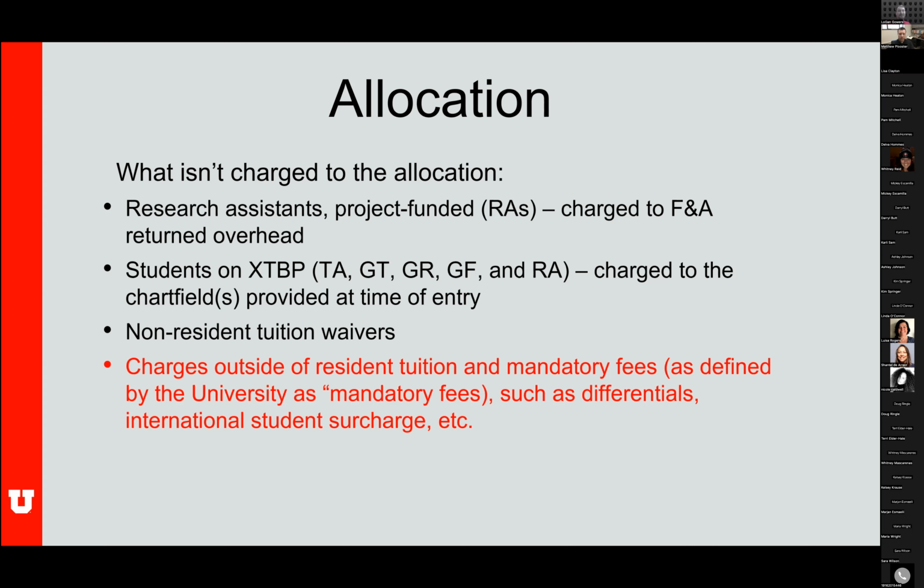Additionally, you will always get one student who asks about this. Charges outside of resident tuition and mandatory fees, as defined by the university as mandatory fees, such as differentials, student surcharges, etc., late fees, things like that. Those are not going to come out of the allocation, nor will tuition benefit cover them, which we'll talk a little bit more about later. But you'll always get one student who thinks they're very clever and will be like, oh, but I have to pay this differential. Therefore, it is a mandatory fee. No, unfortunately, that is not a mandatory fee as defined by the university. So that's not covered by tuition benefit, nor will it come out of your allocation.